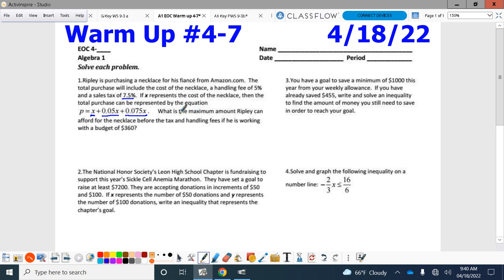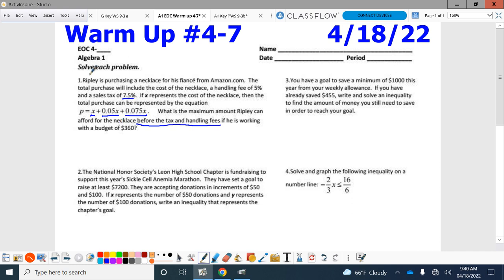What is the maximum amount Ripley can afford to spend for the necklace before, this is the key, before tax and handling fees, if he's working with a budget of $360? Guys, where does the $360 go into? What variable? Look at the problem. Is $360 going to go in for X? Is that the cost of the item he can spend? No. Where does the $360 go at?